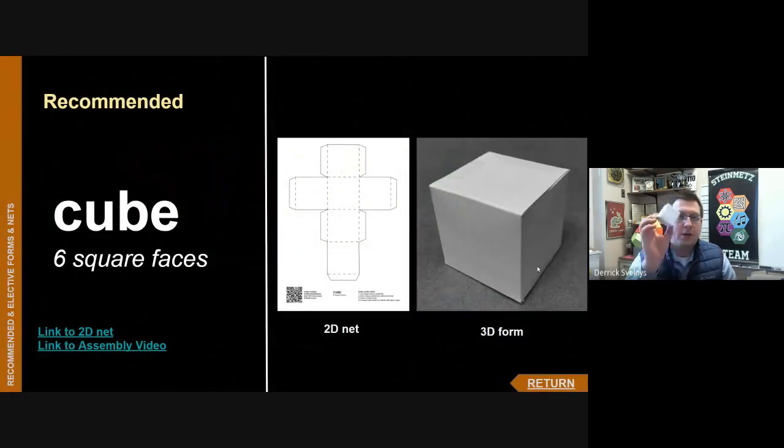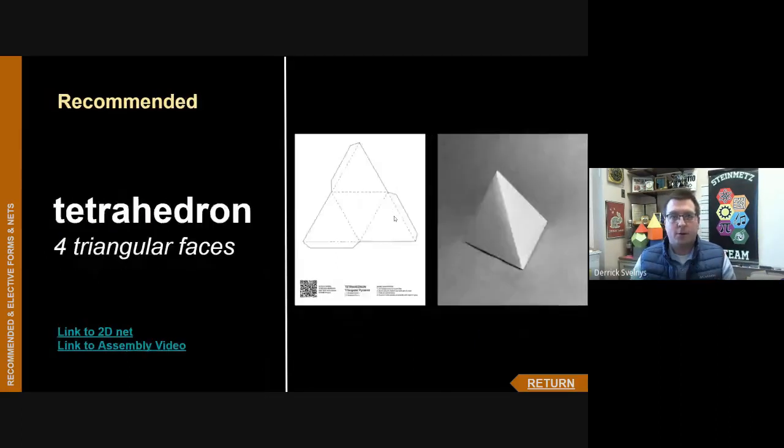So the first form is the cube, and you've seen this one a lot used before. Basically 6 square faces. A cube is also called a hexahedron. Why? Because it has 6 sides or 6 faces, and the prefix hex means 6. And so we can say that all cubes are hexahedrons, but not all hexahedrons are cubes. It's like saying all hamburgers are sandwiches, but not all sandwiches are hamburgers. So enough of that one.